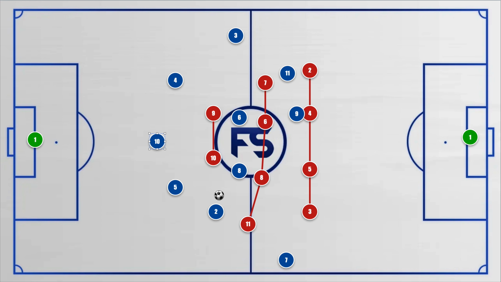So, yeah, those are the different ways that you could try and move players around to gain superiority against the first line of pressure and to be able to beat it.